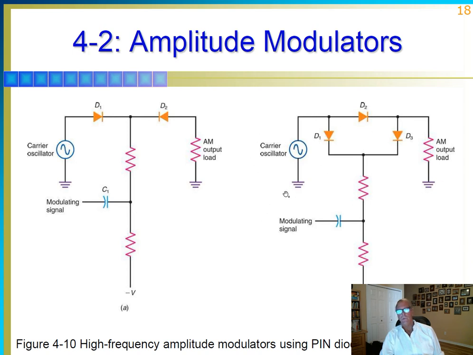And this is another way of doing it, is all. Pin diodes are used at very high frequencies, by the way, above 100 megahertz. So they're kind of good that way. They've got very small junctions and very low capacitance.